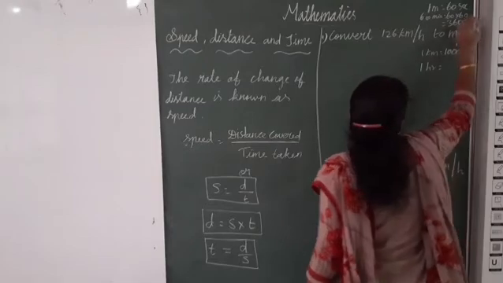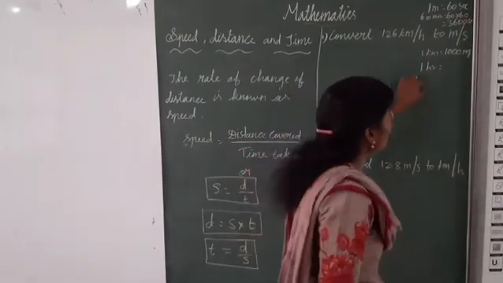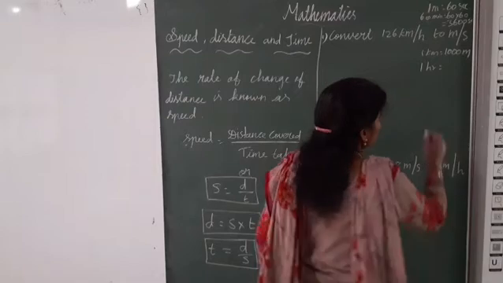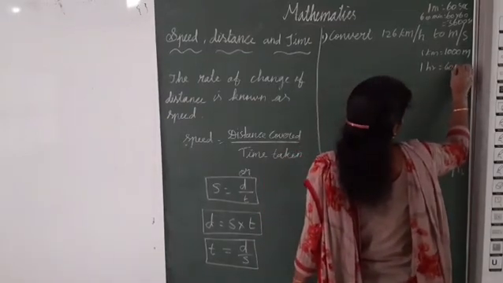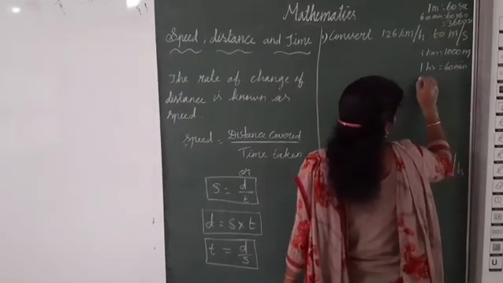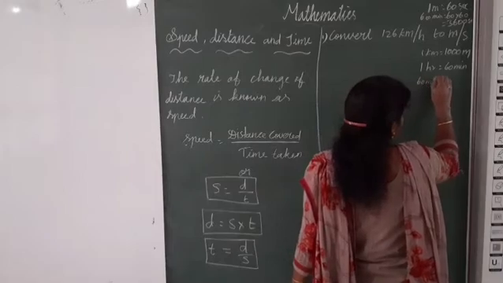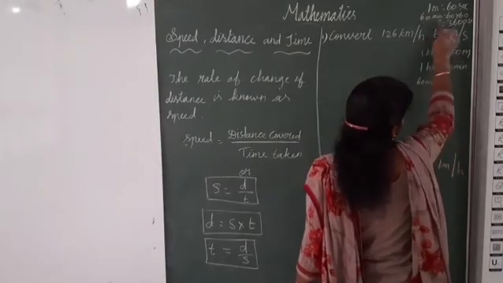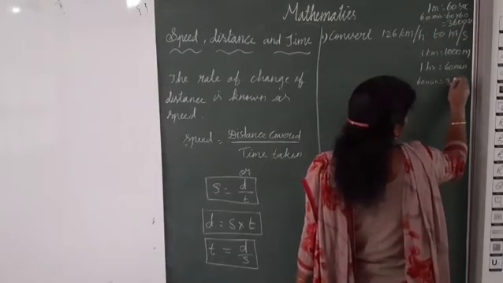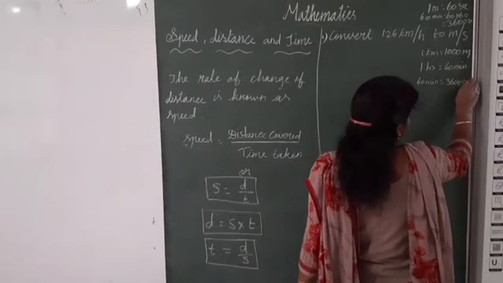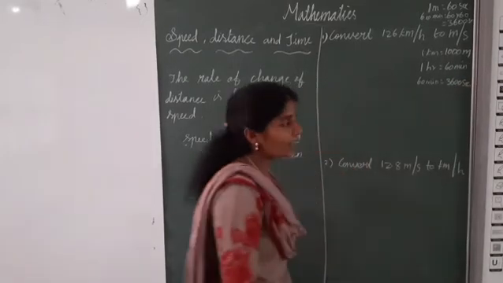3600 seconds. 1 hour is equal to 60 minutes, isn't it? 1 hour is equal to 60 minutes. Therefore 60 minutes equal to how many seconds? 60 into 60, 3600 seconds. Okay, now listen.